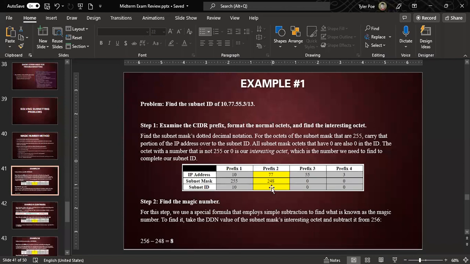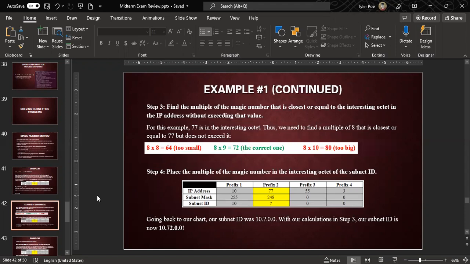So you may ask yourself, how do we find the number that belongs in this octet? The way we do it is find the magic number, hence the name, magic number method. For this step, we use a special formula that employs simple subtraction to find what is known as the magic number. To find this number, take the dotted decimal value of the subnet mask's interesting octet and subtract it from the number 256. So it's not 255, it's just 256. So 256 minus 248, as you see in the interesting octet here, equals 8. 8 is our magic number.